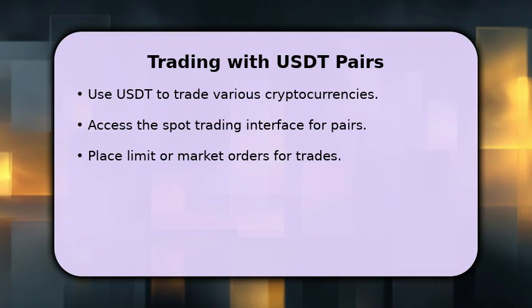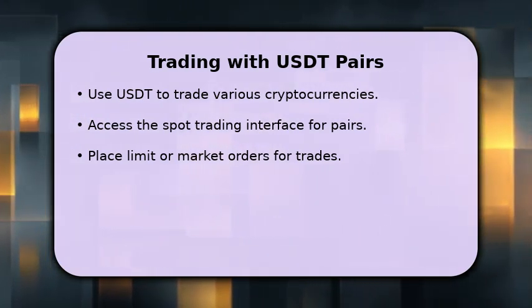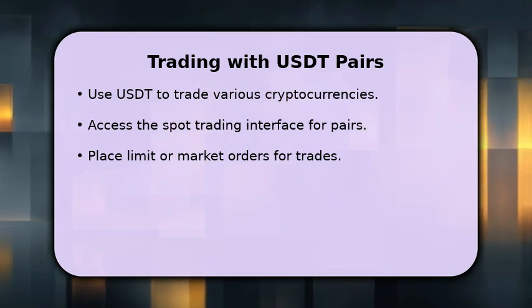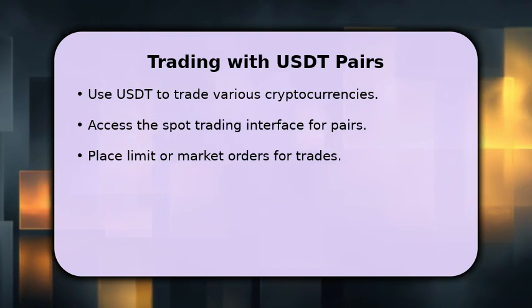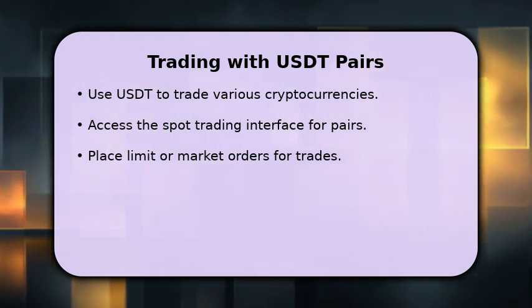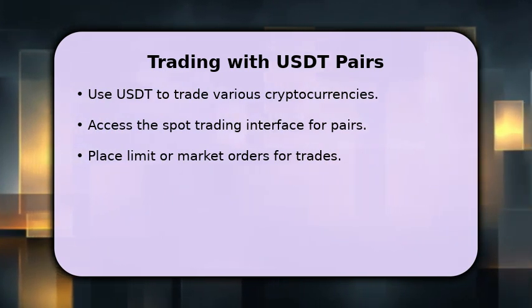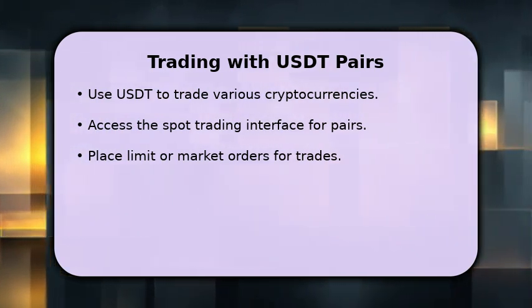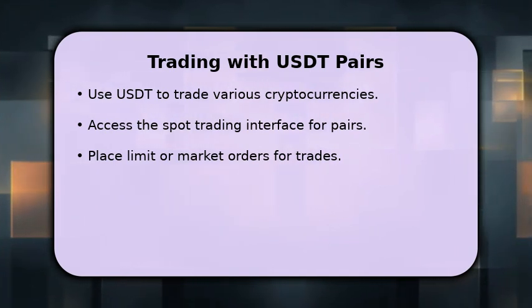With USD in your wallet, you can now trade it for other cryptocurrencies. Binance US offers numerous trading pairs, allowing you to exchange USD for Bitcoin, Ethereum, and many others. Navigate to the spot trading interface, select your desired trading pair, and choose between a limit order for specific pricing or a market order for immediate execution. It's a flexible way to manage your crypto portfolio.